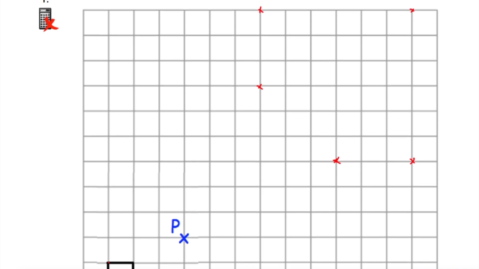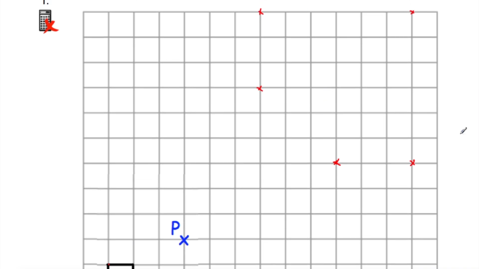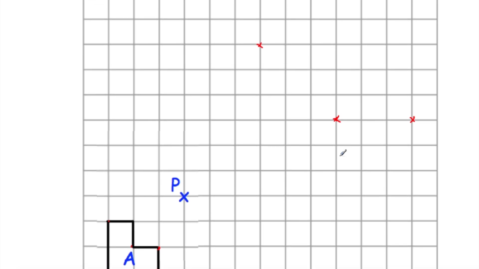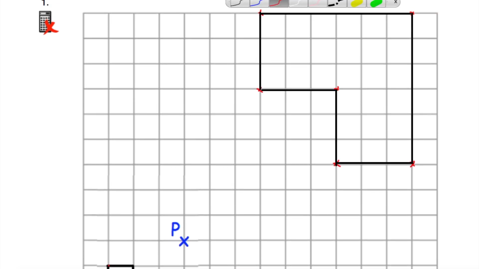At this point we could actually draw the shape. You can actually see where it's going to be. But let's do our last point, this point here. It was 2 to the left and 2 down. So we're going to go 6 to the right and 6 up. So let's do that. 6 to the right, 1, 2, 3, 4, 5, 6, and 6 up, 1, 2, 3, 4, 5, 6. That's there. And now let's join them up.